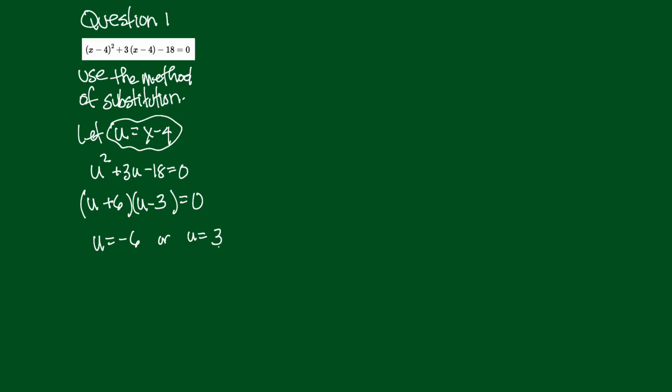Well, we're close. It's not u that I'm looking for. I'm looking for x. Now, remember what we did back here? What is u? U is x minus 4. So take that x minus 4 and put it in place of the u, like a double substitution here. So I'll have x minus 4 equals negative 6. And if I add 4, I'll get x equals negative 6 plus 4 is negative 2. And over here, that u is x minus 4 equals 3. Now add 4, I'll get x equals 7. So here's our conclusion. X is negative 2 or 7.